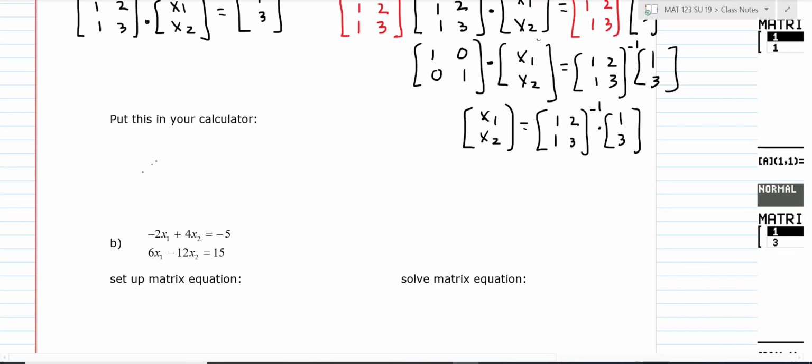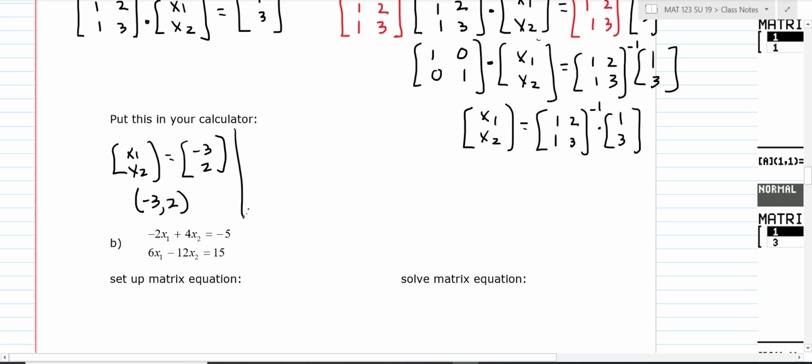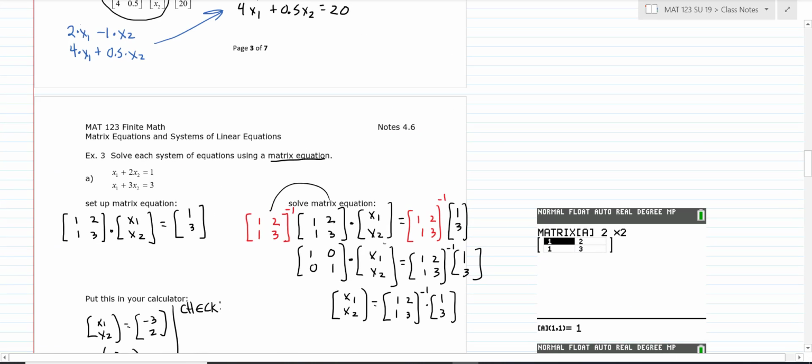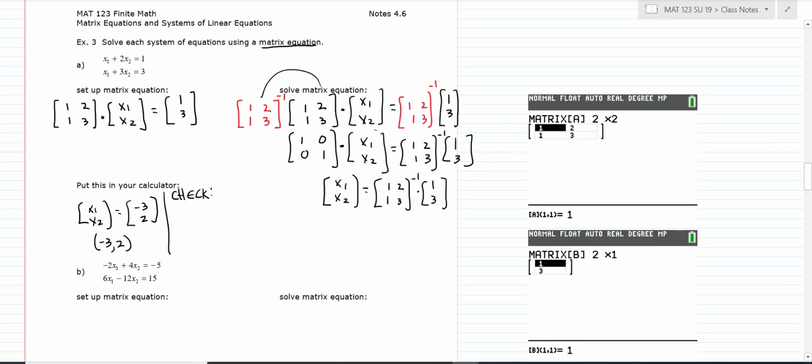Is when we put this in the calculator, we end up getting x1, x2 equals -3, 2. So that means the answer to the problem is the point -3, 2, right? Then we can check, and we check like this, okay? Just plug into your system of equations.